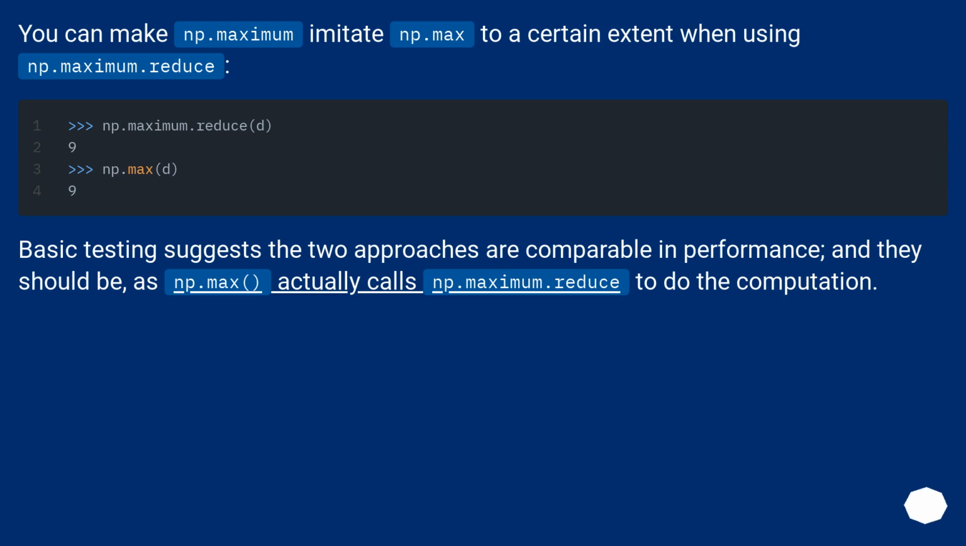You can make np.maximum imitate np.max to a certain extent when using np.maximum.reduce. Basic testing suggests the two approaches are comparable in performance, and they should be, as np.max actually calls np.maximum.reduce to do the computation.